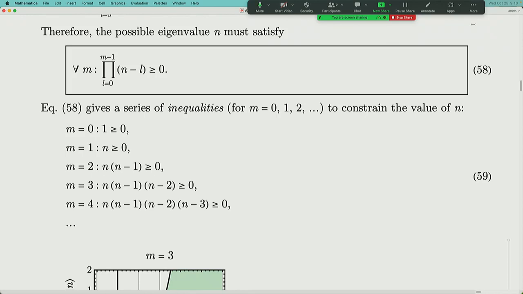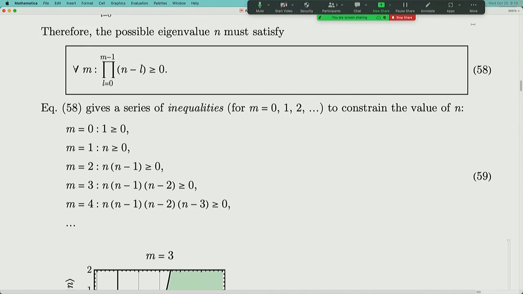What about m equals 1? If you take m equals 1, this inequality must also hold, but in that case l goes from 0 to 0, so there's only one term, which is n greater than or equal to 0. When m equals 2, that is n times n minus 1 greater than or equal to 0. So you have all these inequalities that gradually go from n to n times n minus 1, and then times n minus 2, and so on.